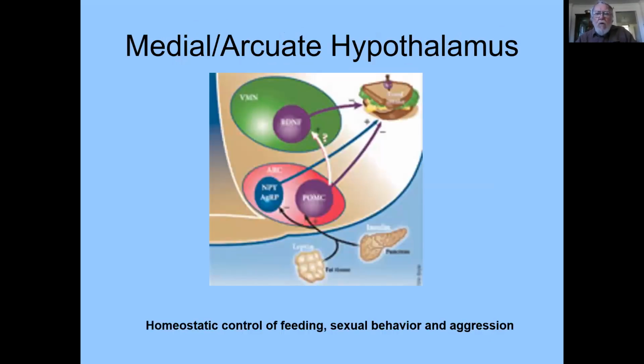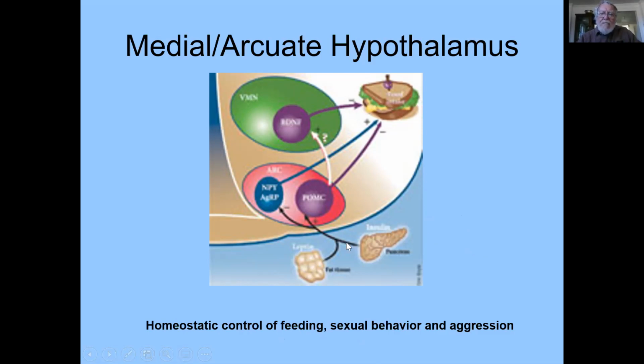Now let's look at the medial and arcuate hypothalamus. The arcuate hypothalamus, as you can see, is sitting again on the ventrolateral surface of the third ventricle, which is right here. The ventromedial nucleus of the hypothalamus sits in the ventromedial zone. And a very nice example of the medial and arcuate hypothalamus is that it can play very powerful roles in homeostatic control of feeding, sexual behavior, and aggression.